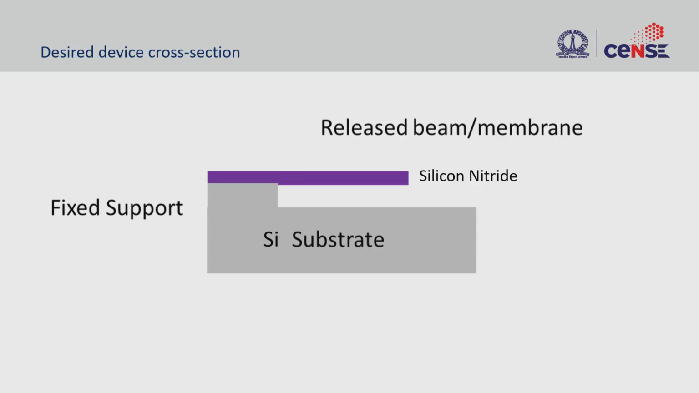So this is the desired device cross section, what we would like to realize, and this is the cross section that you see here. So the material that is free hanging is silicon nitride on silicon substrate, right? So the released beam or the membrane of a certain material which is fixed at one end, so like this, and this is freestanding on the other side. So it should be freely moving at the other end. So this is the cross section.